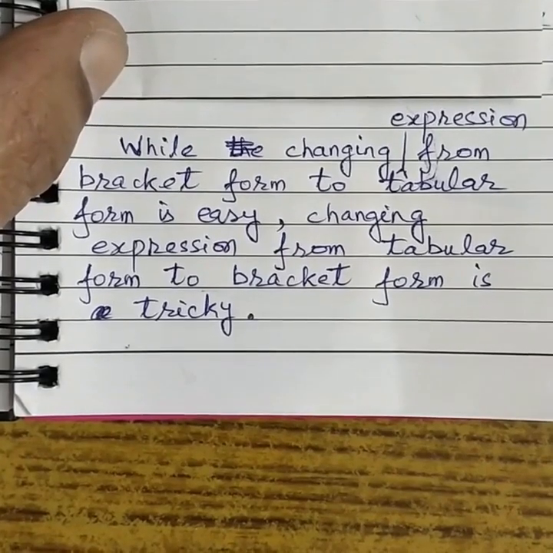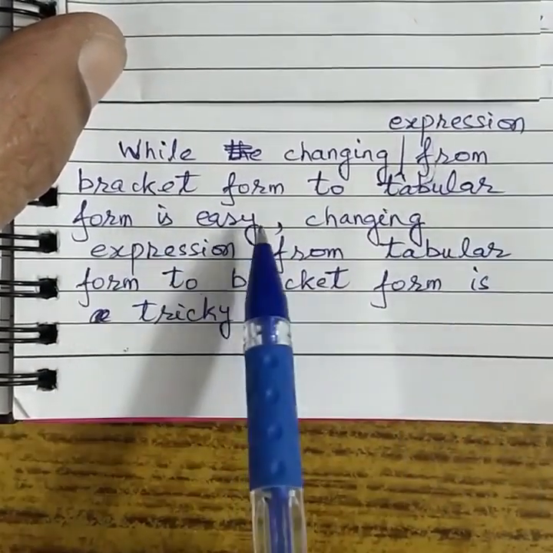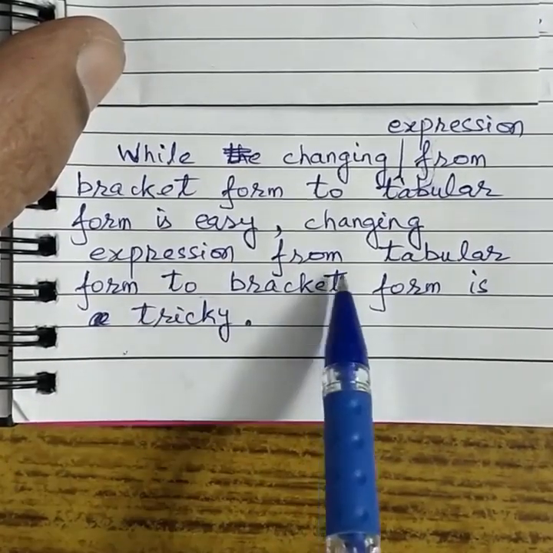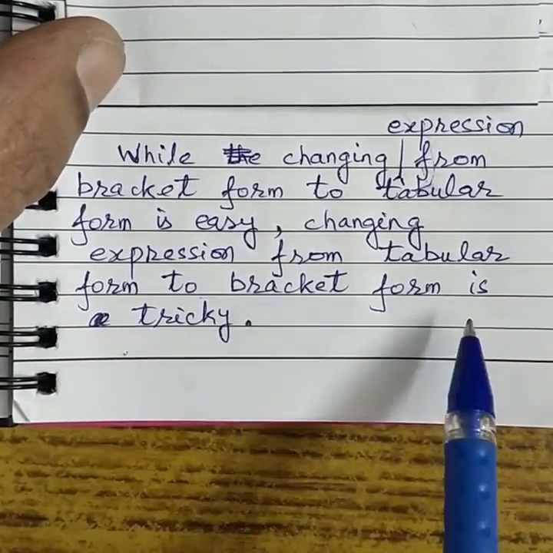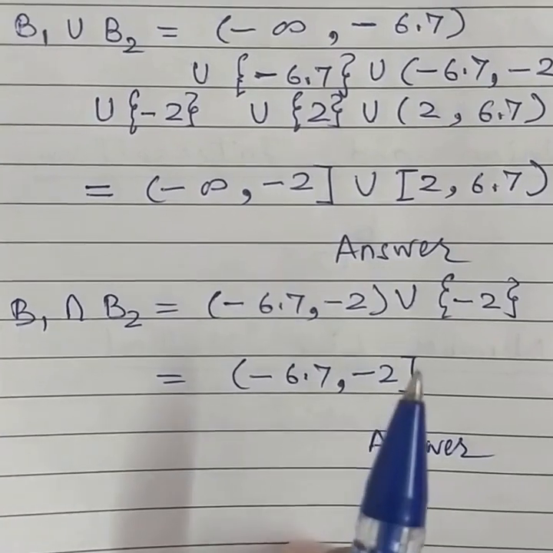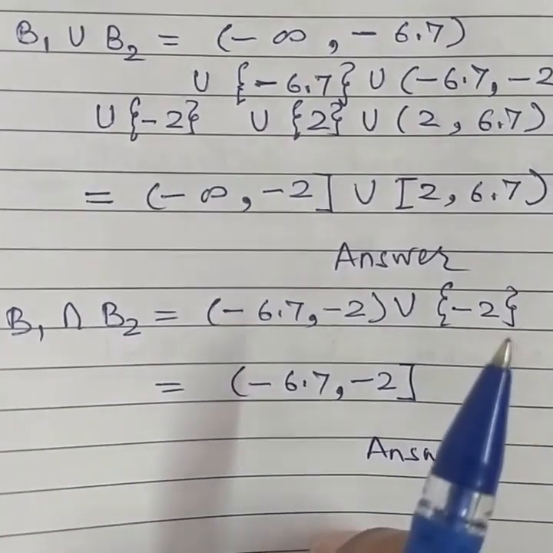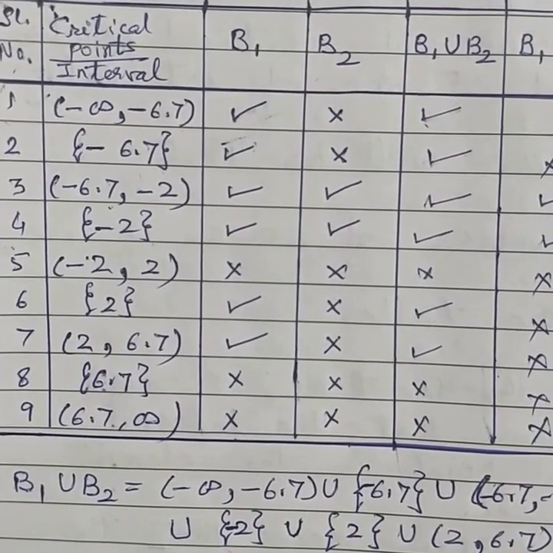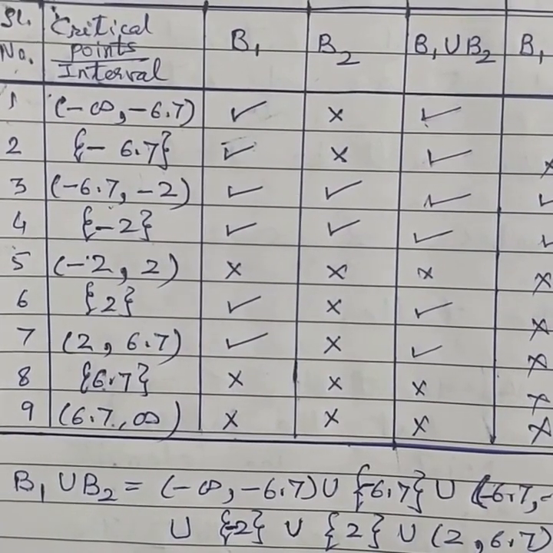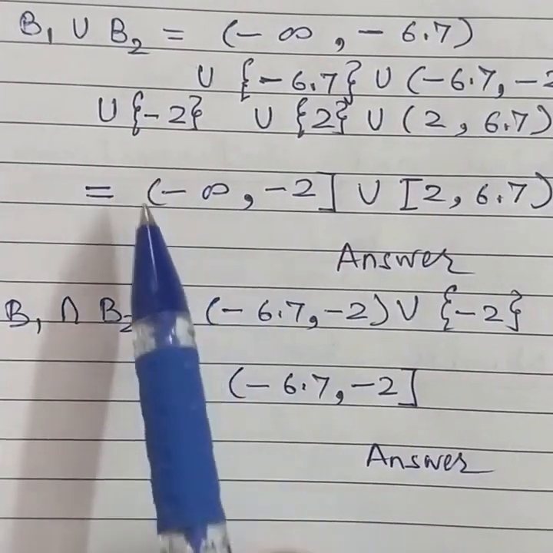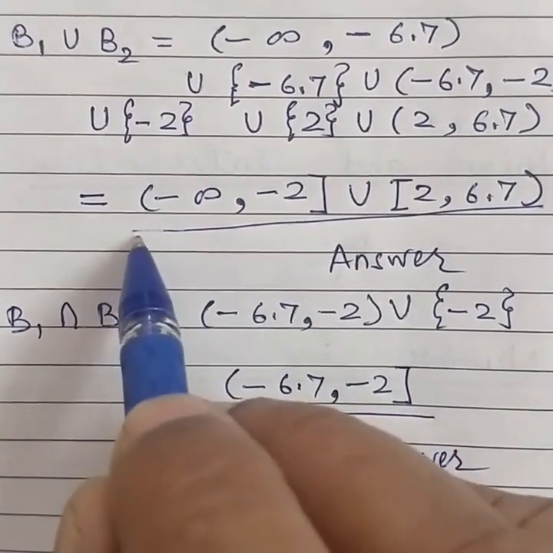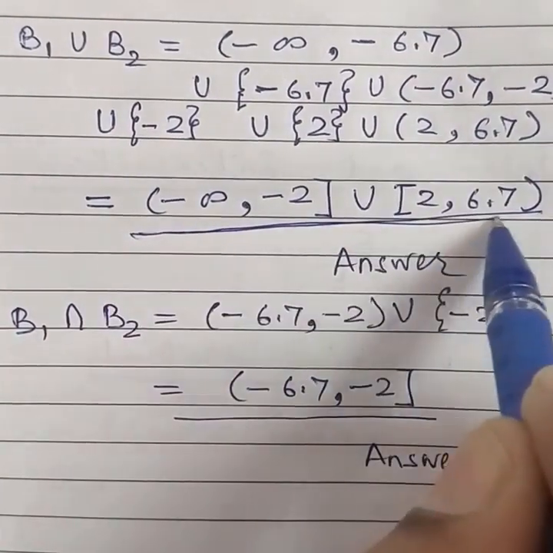While changing expression from bracket form to tabular form is easy, changing expression from tabular form to bracket form is tricky. For expressing in the bracket form, those intervals and points which are the elements of the set are written in ascending order and combined with the union sign. Then, with the help of some judgment, the shortest form of bracket notation is written.